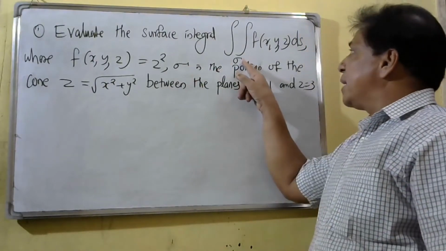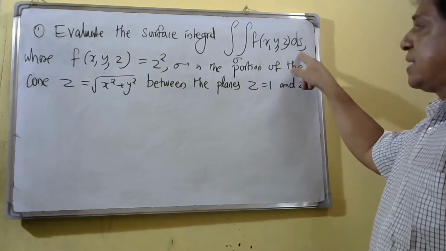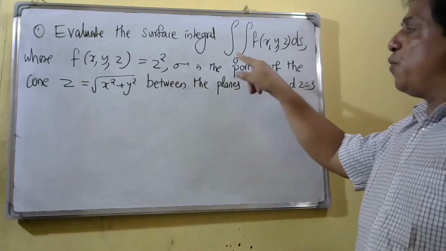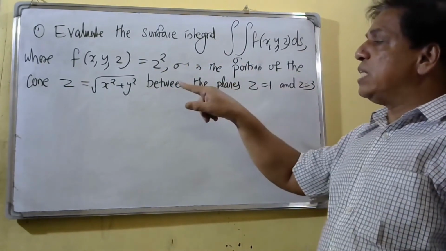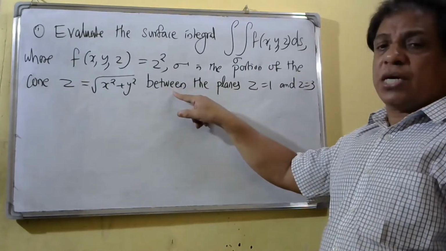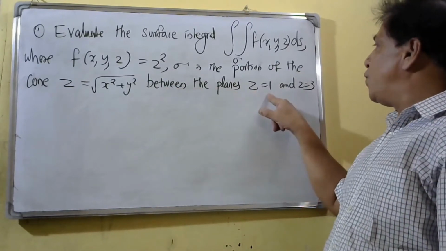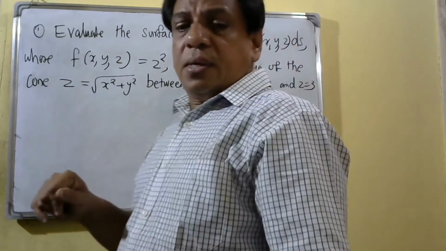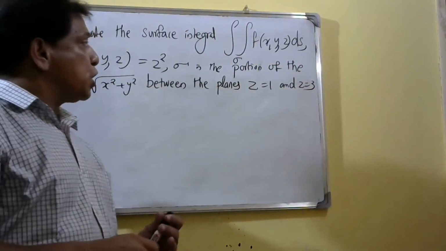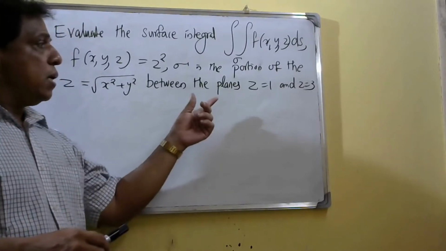Evaluate the surface integral double integral sigma f of x y z ds, where f of x y z is equal to z square. Sigma is the portion of the cone z is equal to root of x square plus y square, between the planes z equal to 1 and z equal to 3. In this case, we can take the projection on the xy plane.